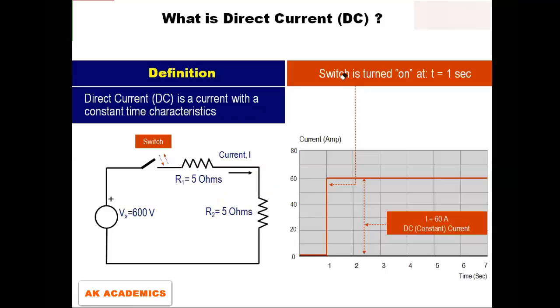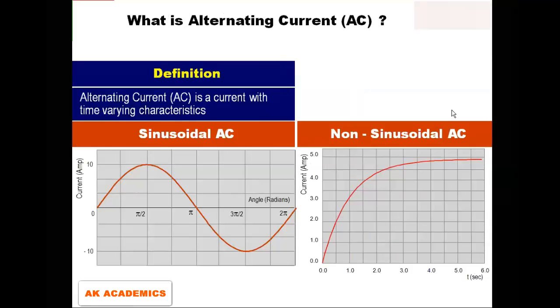So let's take it a step further. Now let's talk about the alternating current. The alternating current is a current with time varying characteristics. It simply means that from one point to the other, the value is not constant. It is varying, unlike DC, where it is constant. What you would have is a sinusoidal curve, or you could have a non-sinusoidal curve. In any case, it is not supposed to be constant.